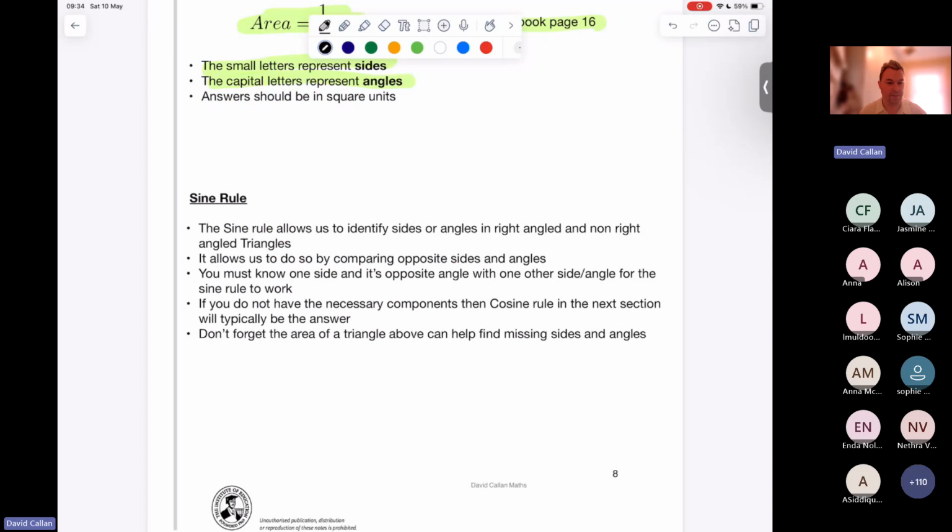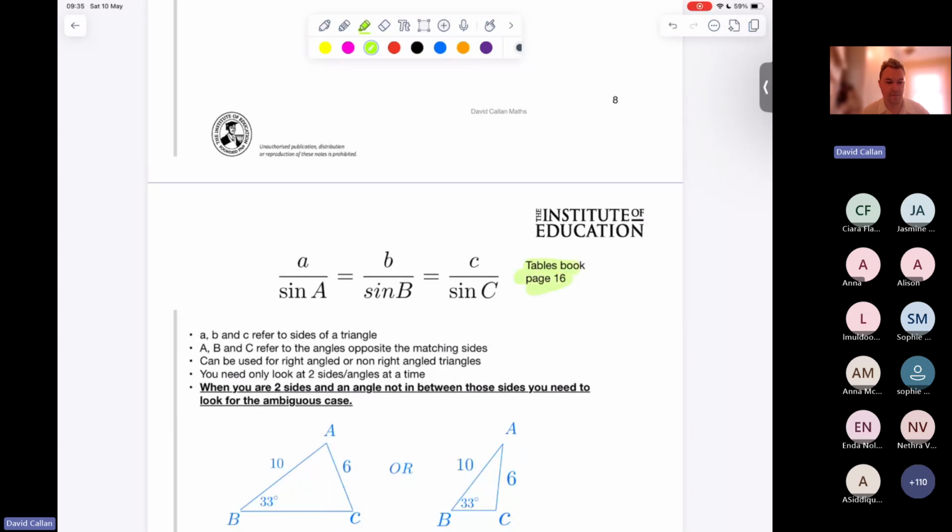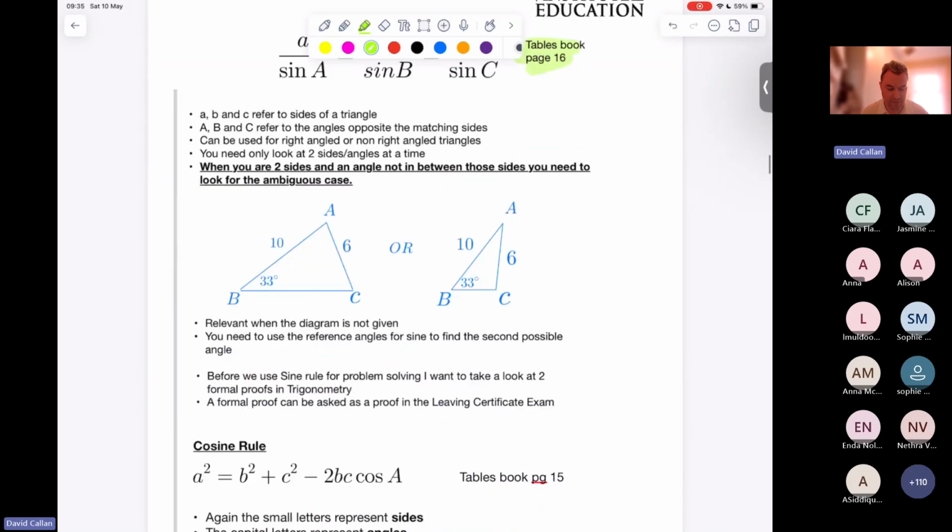The sine rule helps you find sides or angles. So it's like SOHCAHTOA, except it works in all triangles. SOHCAHTOA will help you find sides or angles in right angle triangles. The sine rule will help you find sides or angles in all types of triangles. That's what the sine rule is useful for. And there's the formula. It's on page 16 of the tables book. It's lovely.